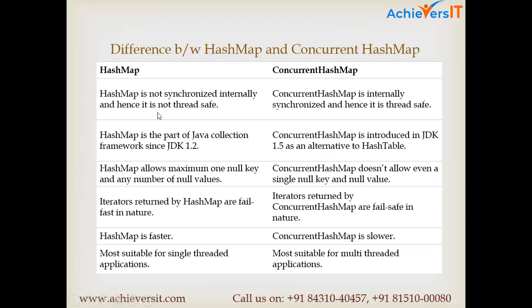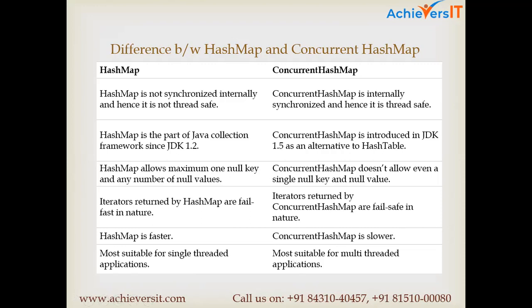HashMap is not synchronized, as I told you, and hence it is not thread safe. But when you want the map to be synchronized and thread safe, when you're handling multi-threaded applications, then ConcurrentHashMap is synchronized and thread safe. HashMap allows one null key and any number of null values. But ConcurrentHashMap doesn't allow even a single null key. There is no null concept at all in ConcurrentHashMap. HashMap is fail-fast in nature, and ConcurrentHashMap is fail-safe. It is always safe to use ConcurrentHashMap in multi-threaded applications, and HashMap is faster.